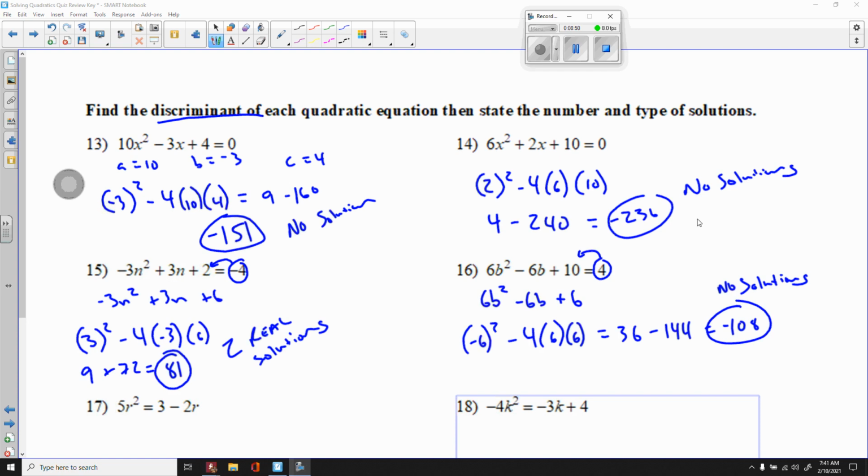As you can tell on 15 and 16, I did not have set equal to 0, so I have to make sure I put it in standard form first, set it equal to 0. I get a positive discriminant, that means 2 real solutions. In 16, I have to do the same thing. Remember, I get a negative discriminant, so I get no solutions.